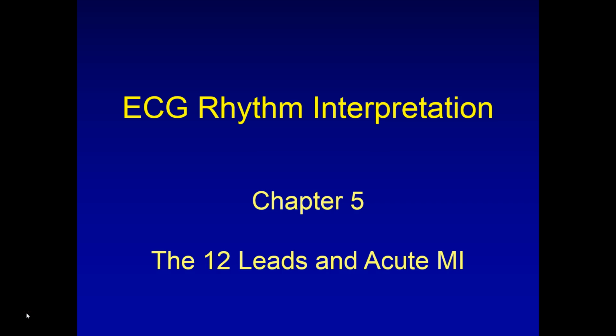We're now on Chapter 5, the 12 leads and acute MIs. In this video, we're going to talk about each individual lead that makes up a 12-lead EKG and look at one way to determine if a patient is having an acute MI based on ST segment elevations.